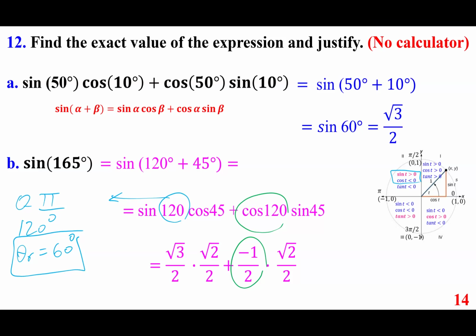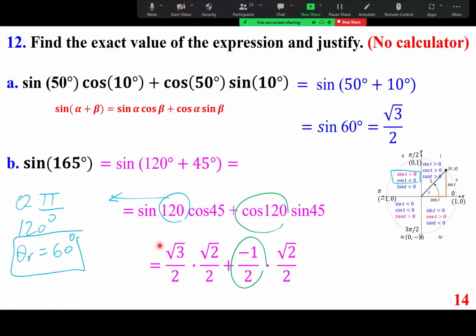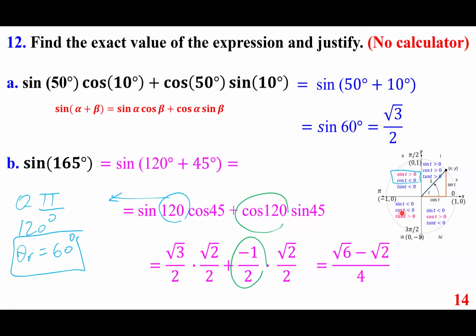And so all of them denominator 4. This is square root of 6 minus square root of 2. So that's why this comes handy. You should be comfortable with that. Again, just remember x and y. X is cosine, y is sine, and that really should help you with remembering whether the sign is positive or negative.